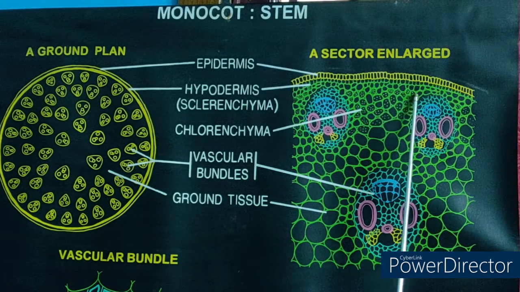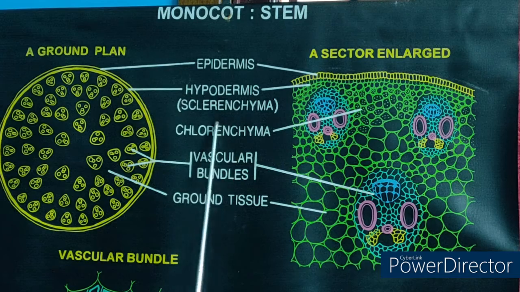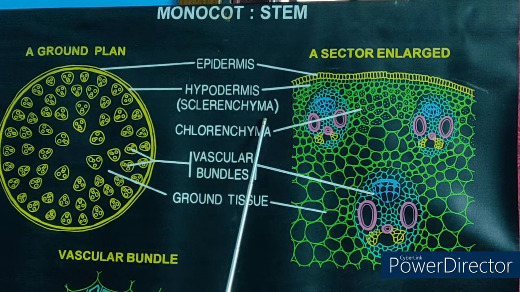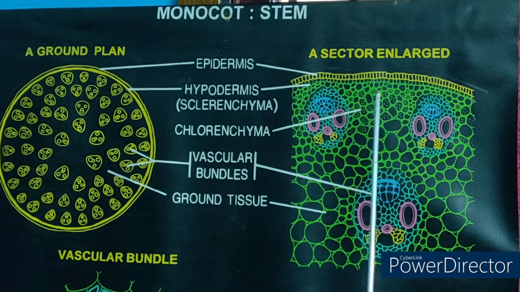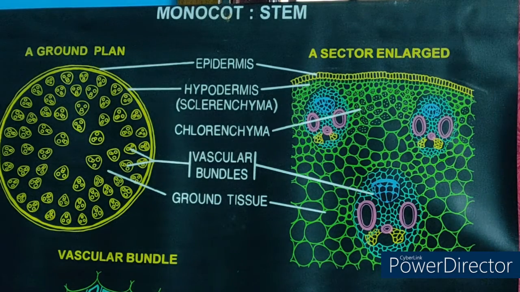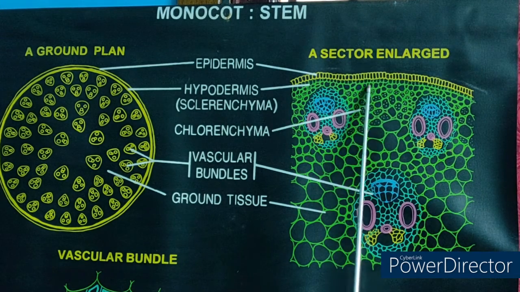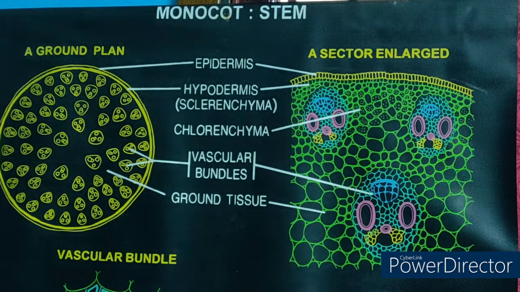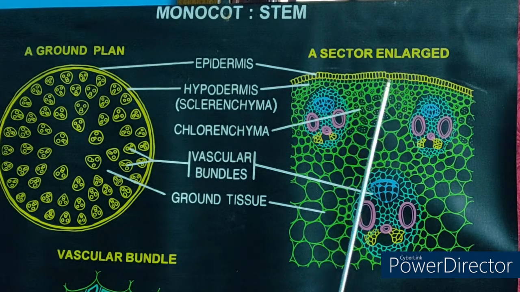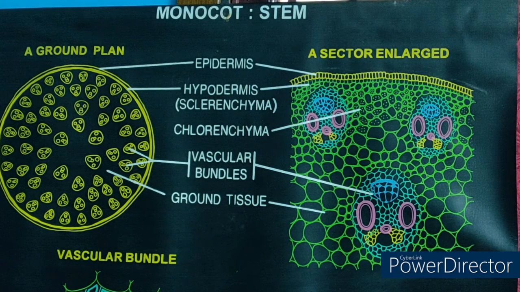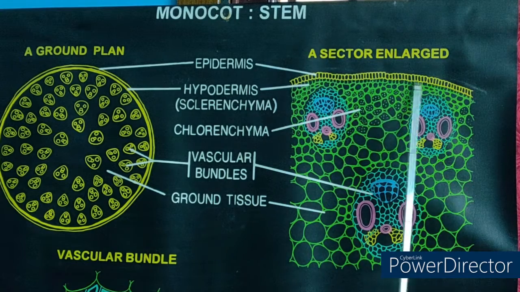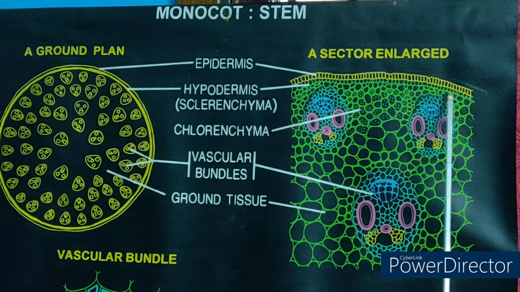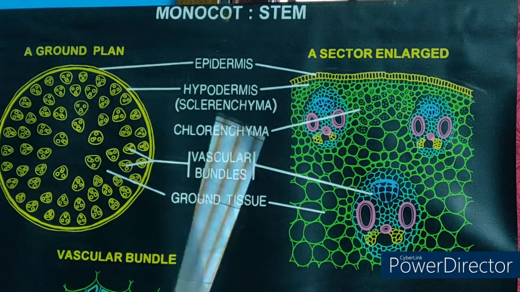Next layer is hypodermis. As I said before, it is made up of sclerenchyma cells, and then and there you come across certain chlorenchyma cells also. In hypodermis you come across mainly sclerenchyma, and in between certain chlorenchyma cells. Since they are chlorenchymatous, they will be greenish in color, and second, they are involved in photosynthesis. Okay. Basically the function of hypodermis, as we learned in dicot stem, is to give mechanical support. Okay, this is about hypodermis.